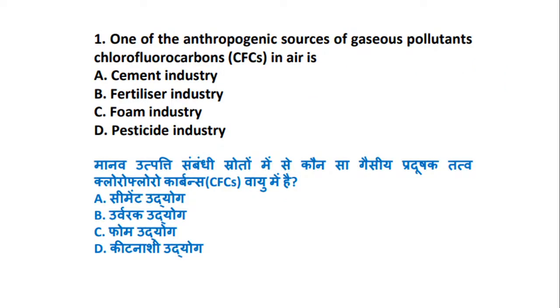So here comes the first question on the screen, everyone. One of the anthropogenic sources of gaseous pollutants, you have this as one of your syllabus topics, that is anthropogenic activities, human activities you can say. Here they are asking about sources of gaseous pollutants: chlorofluorocarbon in air is found in the cement industry, the fertilizer industry, the foam industry, or the pesticide industry? I'll read the question once again.